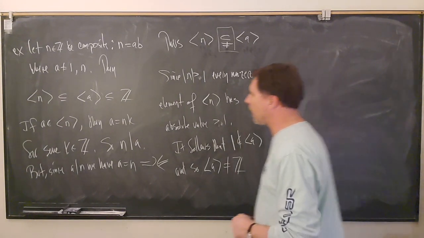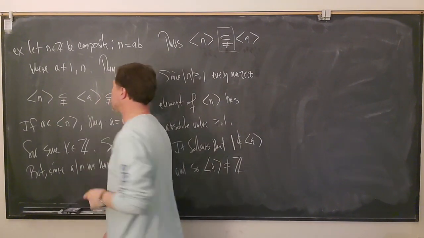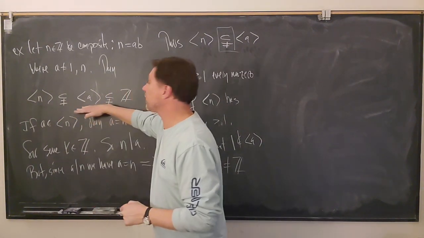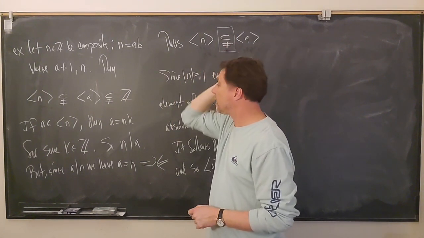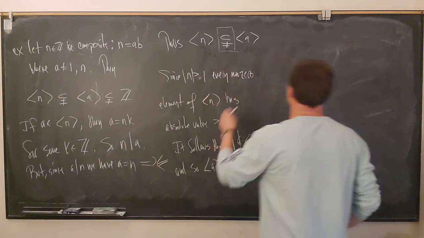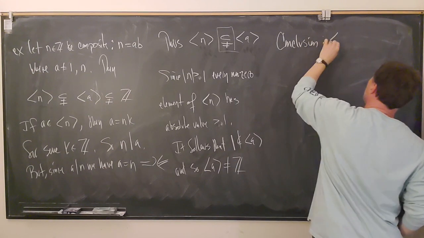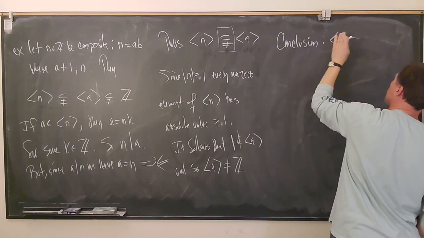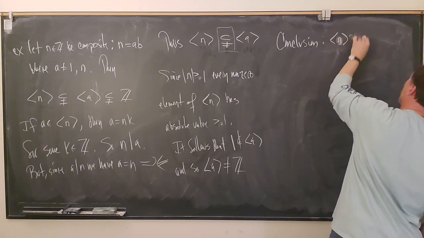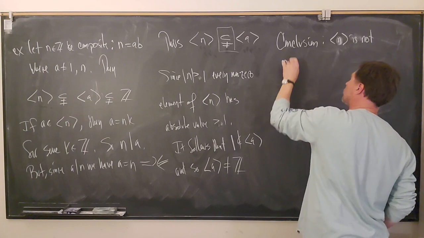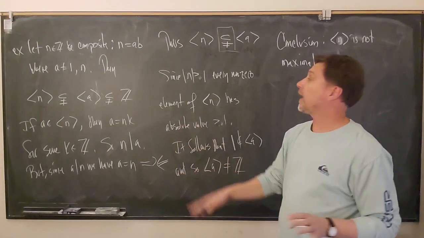So what do we have now? We have a situation, so let me put my symbols in here, where the ideal generated by n is properly contained in a proper ideal of Z, which means that the ideal generated by n is not a maximal ideal. Our conclusion: the ideal generated by n is not maximal. Okay, we've considered the case where n is composite.